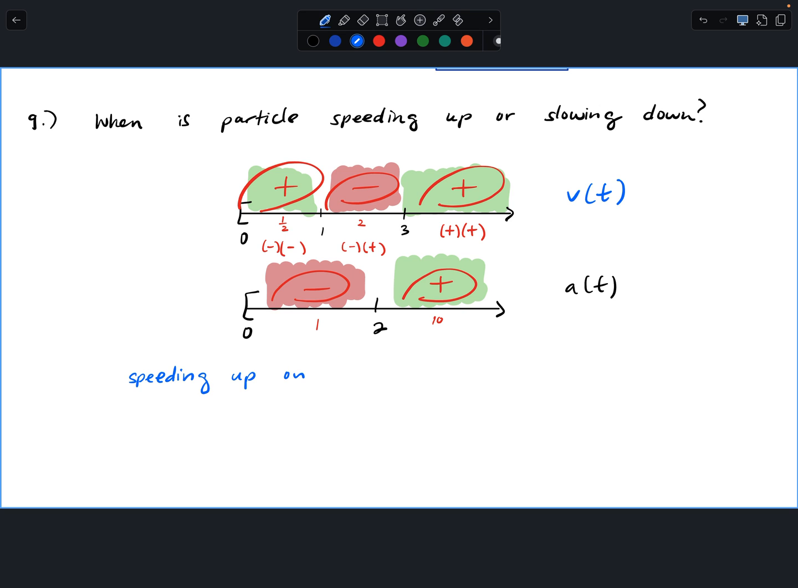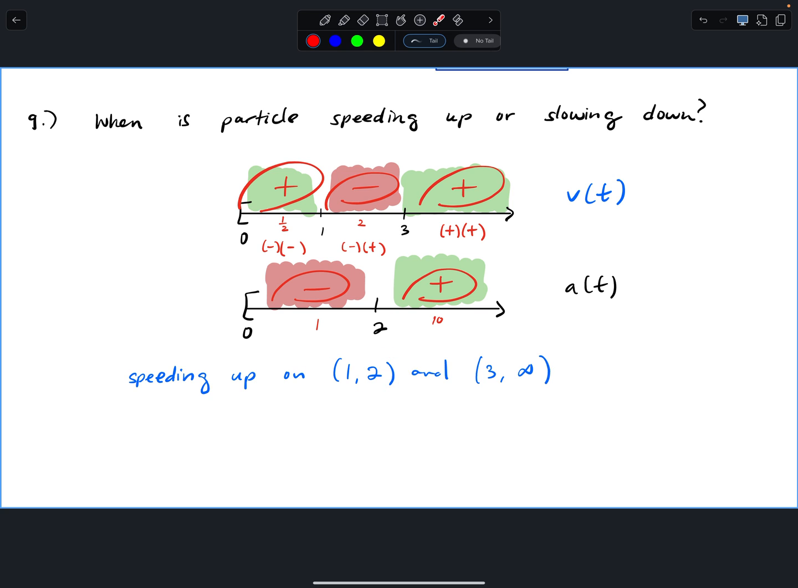So it's speeding up on 1 to 2. And this is positive from 3 to forever. This is positive from 2 to forever. Where do those overlap? 3 to forever. Good. So 3 to infinity. Okay. Where do they differ? Pretty much everywhere else.